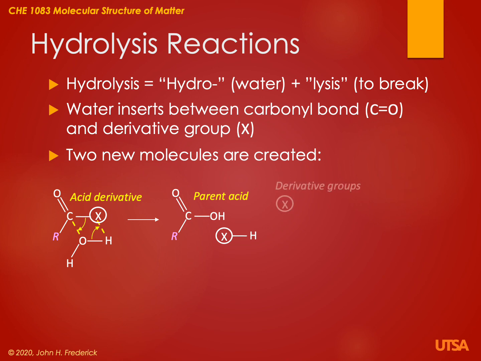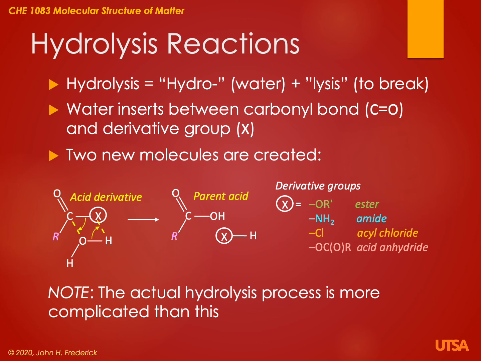The derivative groups in this case mean OR for ester, NH2 for the amide, chlorine for the acyl chloride, or this acid anhydride group. When H attaches to the ester derivative group, it would form an alcohol. When it attaches to the amide, if it's a primary amide as we've shown here, it would just make ammonia. If it attaches to an acyl chloride, it forms HCl, hydrochloric acid. And if it attaches to the acid anhydride, it's actually going to form another carboxylic acid.